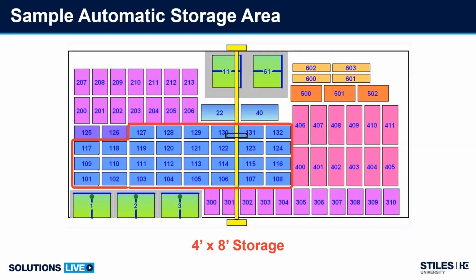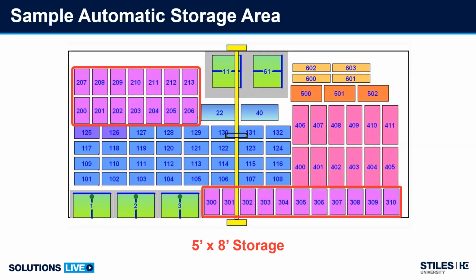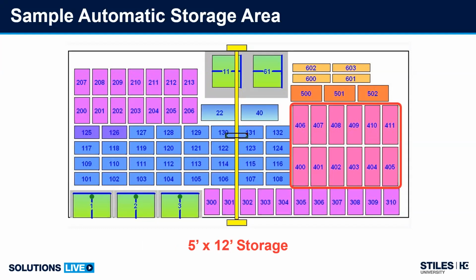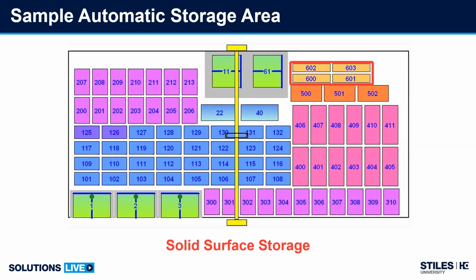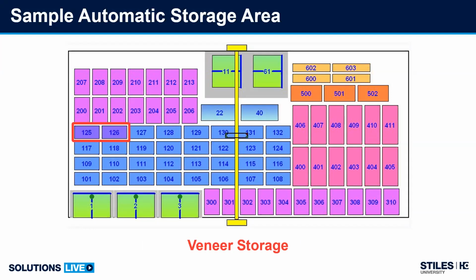I talked about storage locations. So I have 4x8, 5x8, 5x12, 5x10. I've got solid surface materials. And then I've got 2 locations. They're still 4x8, but I specifically told them they're in the group veneer. So that's where all my real wood veneers go. So I can be very specific about where I store that material.